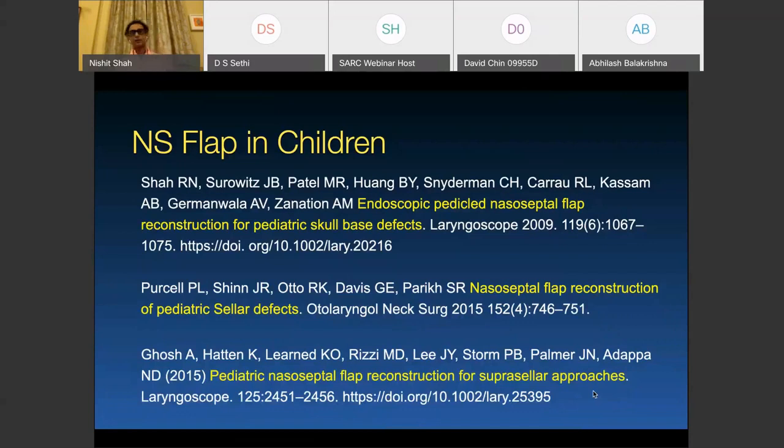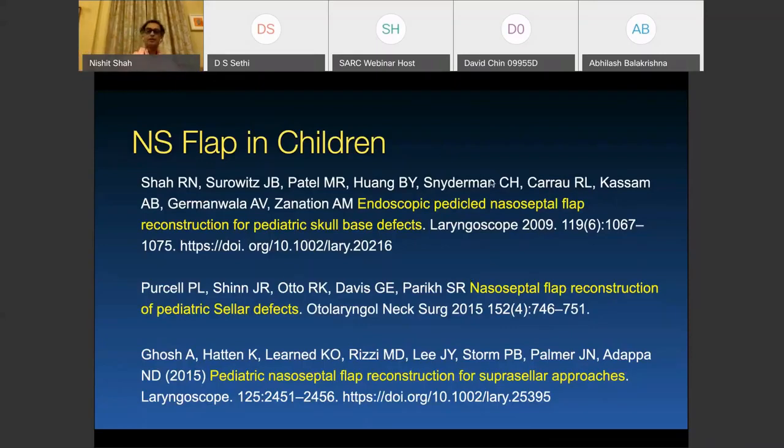So let's talk of the nasoseptal flap in children, because as we mentioned earlier, reconstruction will play a major part in our surgery. One of the initial articles was by Snyderman and Kassam's group, which actually looked at doing this in the teenage group. They came to the conclusion that pedicled flaps above the age of 14 are good, 12 to 14 are probably good, but below 14, one needs to consider very carefully. This was back in 2009. So they took baby steps as we went forward.